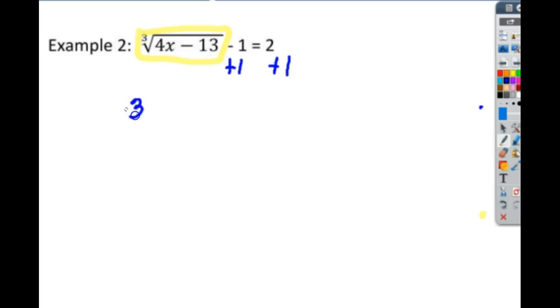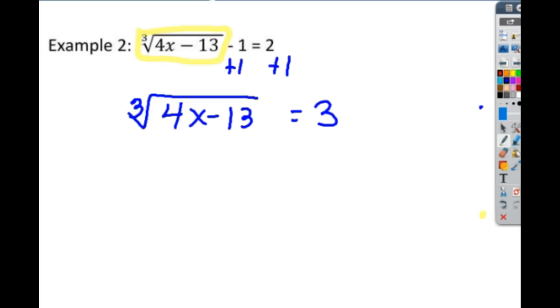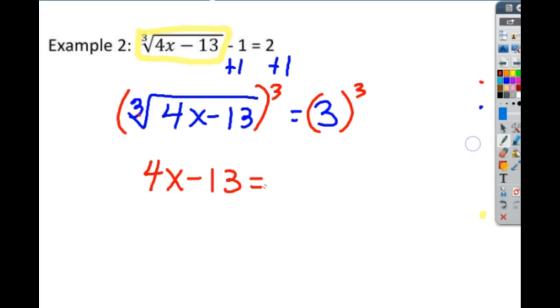And so then we're going to have 4x minus 13 equals 3. To get rid of the third root, you raise it to the third power, and of course you do that on both sides of the equal sign to keep everything balanced. What is 3 raised to the third power? 3 times 3 times 3 is 27.